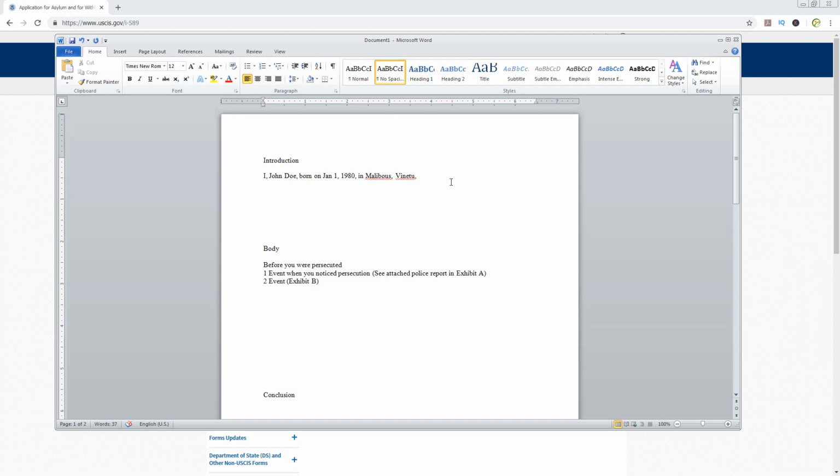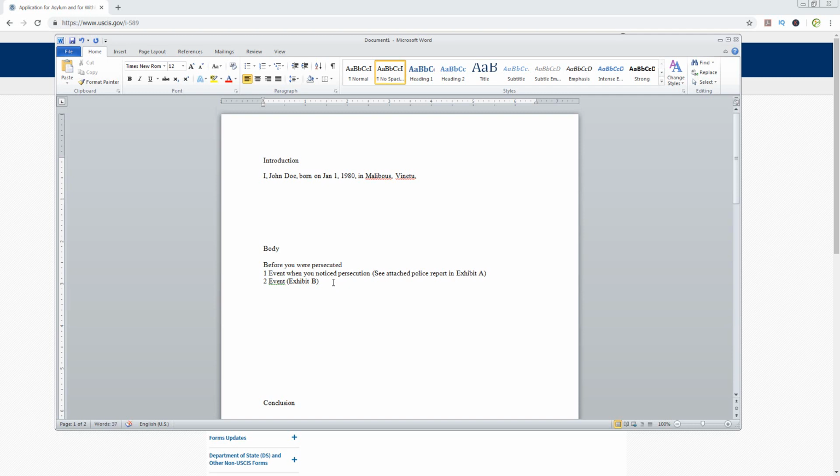There are two different types of evidence. There is evidence that applies specifically to you, for example, an event when you noticed persecution. For example, you were attacked, right? And then you filed a police report. This is your police report. This is your evidence related to you, to your case. But there's also evidence that, in general, shows that things like this happen in your country, in your area, whatever you are. So here's an example.